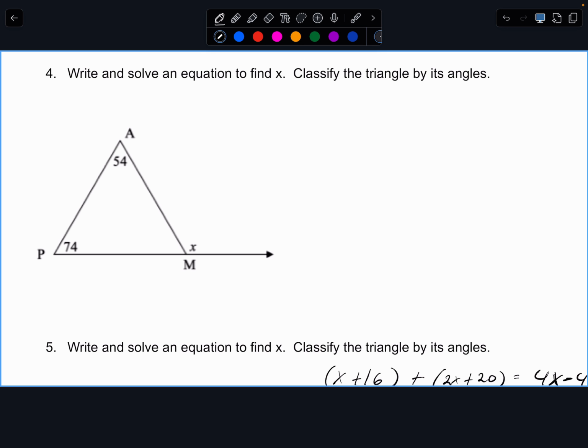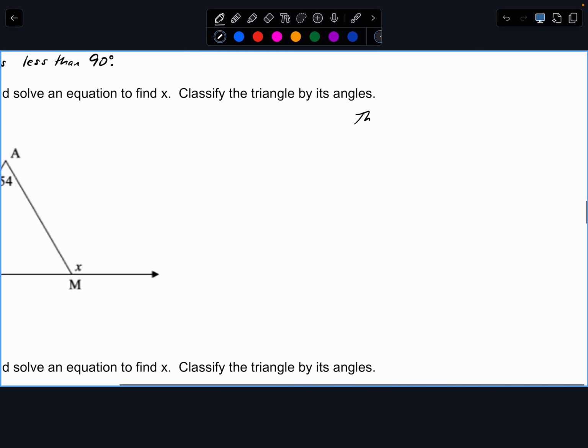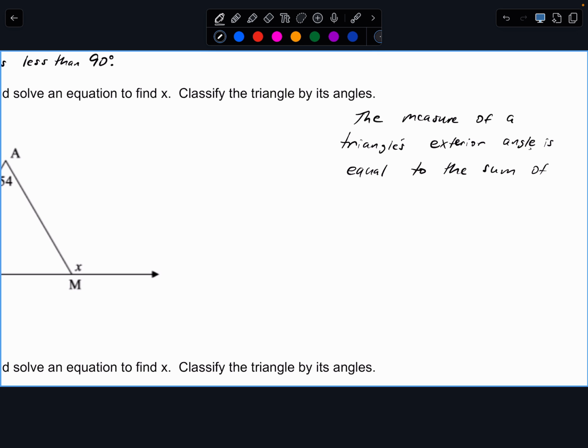Okay? So I'm going to write that down. I would like to get in the habit of writing this down every time, just to help you with your proofs and your reasoning skills. The measure of a triangle's exterior angle is equal to the sum of its non-adjacent interior angles.